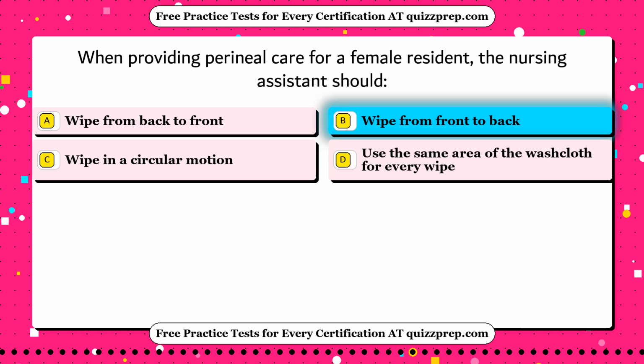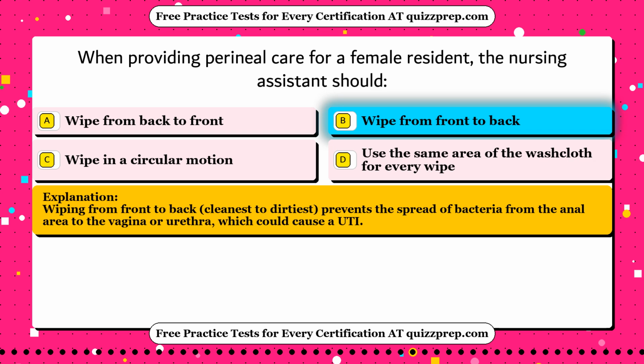The correct answer is option B, wipe from front to back. Wiping from front to back, cleanest to dirtiest, prevents the spread of bacteria from the anal area to the vagina or urethra, which could cause a UTI.